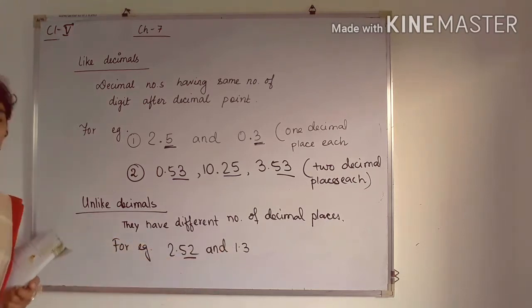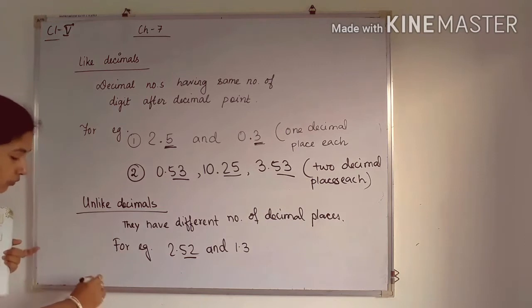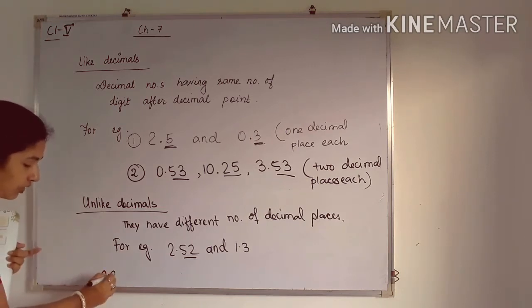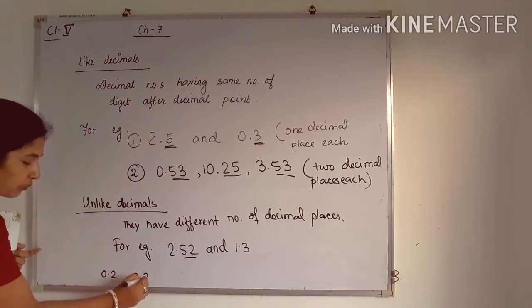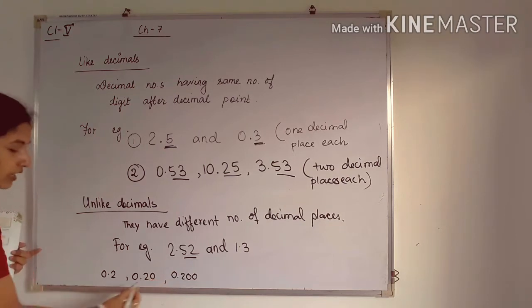So they are called unlike decimals. One more thing you have to remember: equivalent decimals. Already I told you what equivalent decimals are. In equivalent decimals, 0.2, 0.20 and 0.200, you can see they are equivalent.